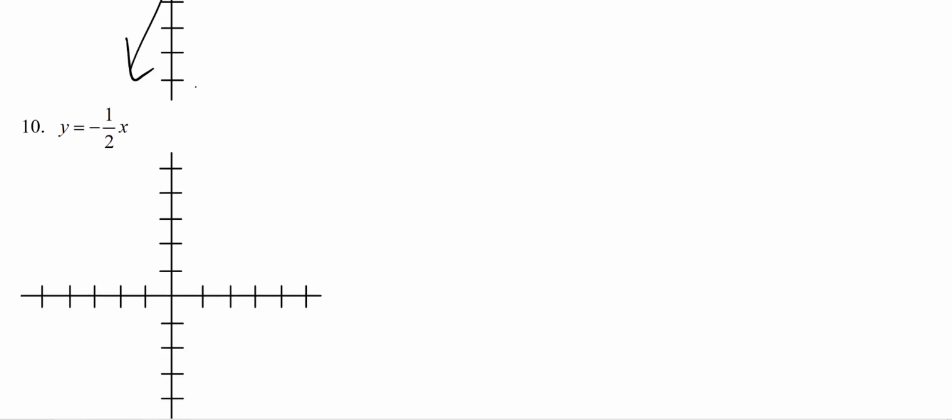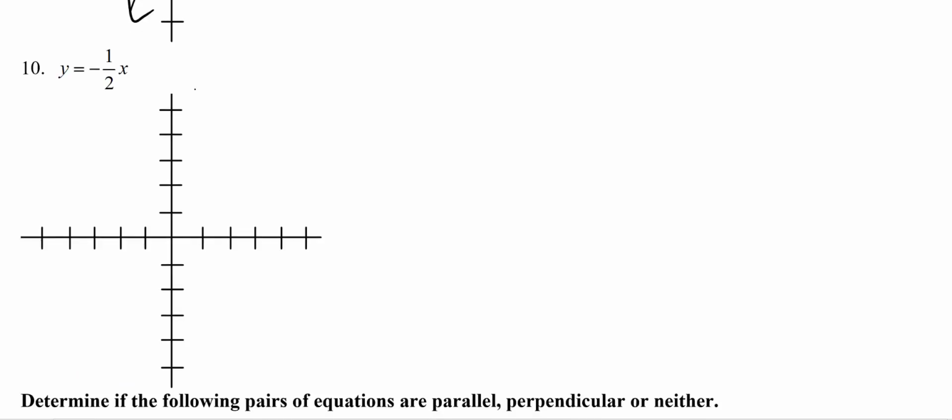Y equals -1/2 x. So really, you still have to plot a y-intercept. It's like the same plus 0, even though you don't say it. So you plot 0 first, and then it's down 1 over 2. So down 1 over 2. And there's your graph.